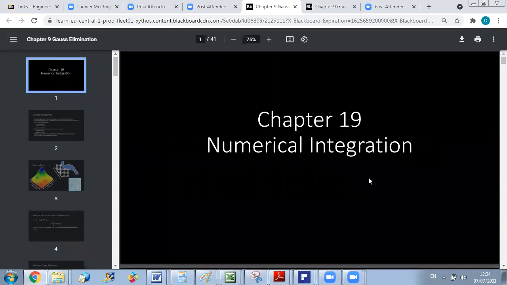Now we will start chapter 19, which is on numerical integration. And I think that some ideas of this chapter will be familiar to you, and we will also introduce new methods to help you in calculating the integral of a function.